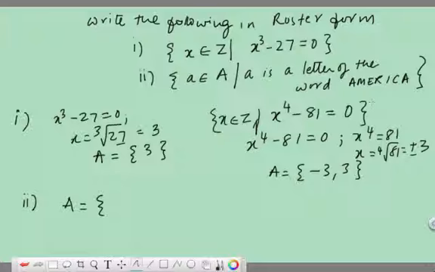If you observe the letters here, A is repeated 2 times, so we have to make sure that we represent only one A, and the members of the set are usually represented in small letters. So {a, m, e, r, i, c}, because the last A will be a duplicate. These members are each separated with a comma and enclosed in braces, which is the roster form. So this is how you convert a set in set builder form into roster form.